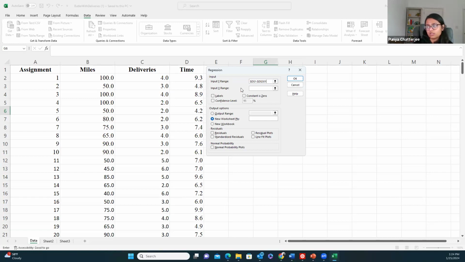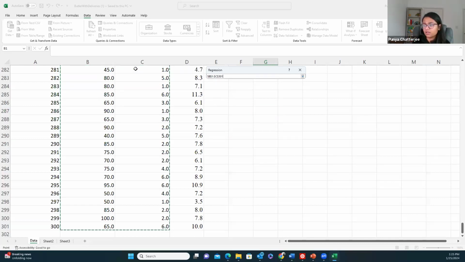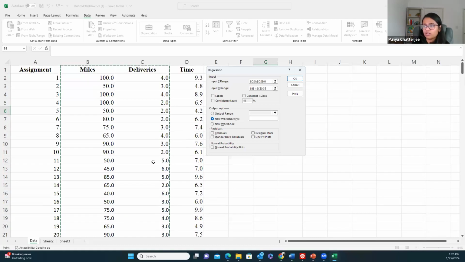Next, Excel wants to know what is your X range, right? Where are your X data? So what should I select for my X? Miles and deliveries. We're going to start at B1 and select both of them together, B1, C1. Then you can hit Control, Shift, and down arrow or just manually drag it down to select everything. If you're using Mac, you're going to do Command, Shift, and down. So it's basically going to be B1 to C301.